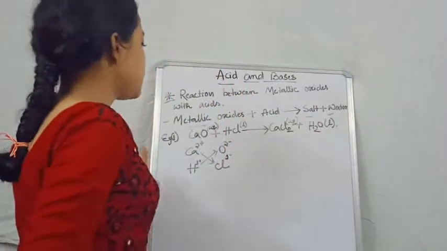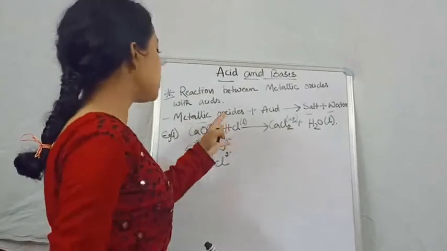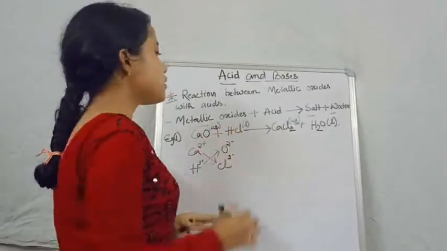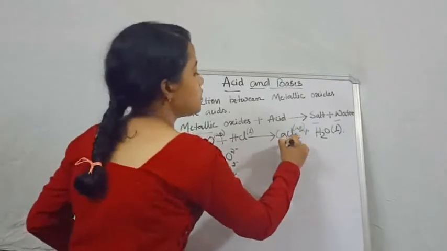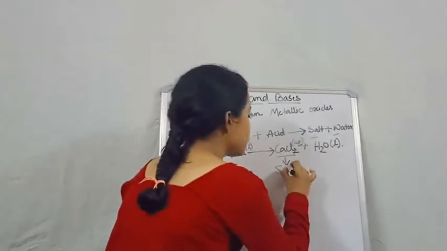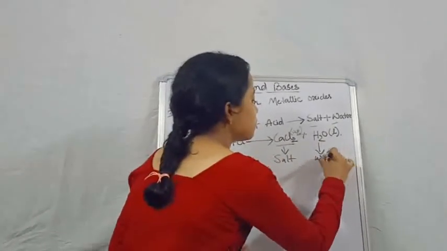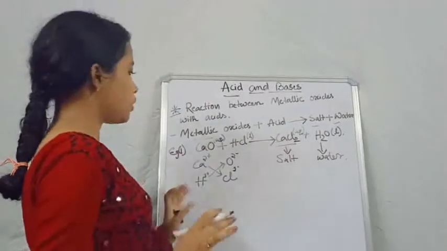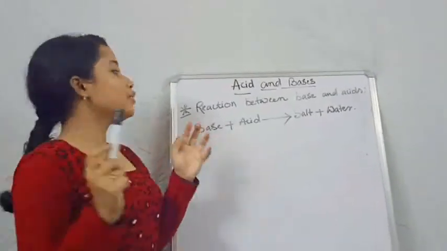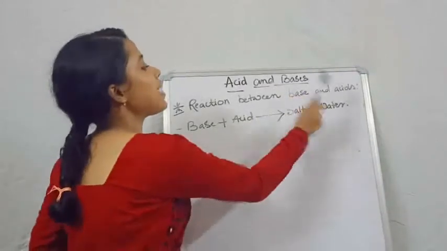liquid condition. Now see, this is just a general thing that calcium carbonate reacts with hydrochloric acid to give us salt. This is calcium chloride, which is a salt, and H2O, which is definitely water. So this is okay. Now this is a very interesting reaction, a reaction between bases and acids.